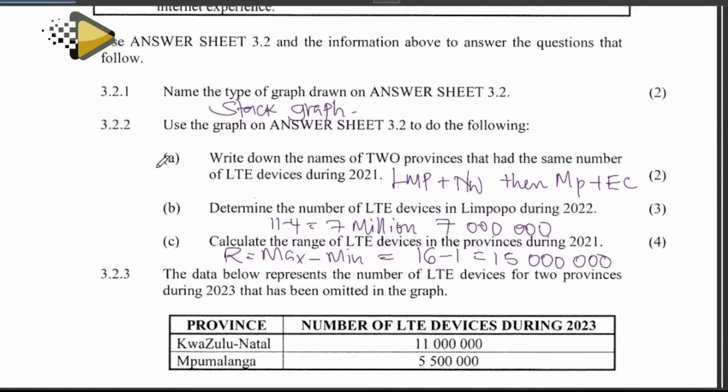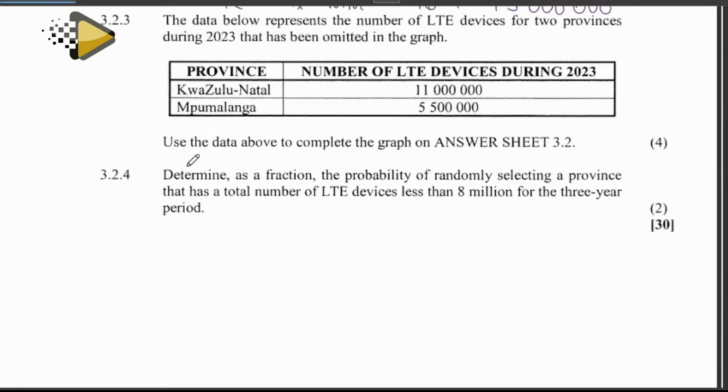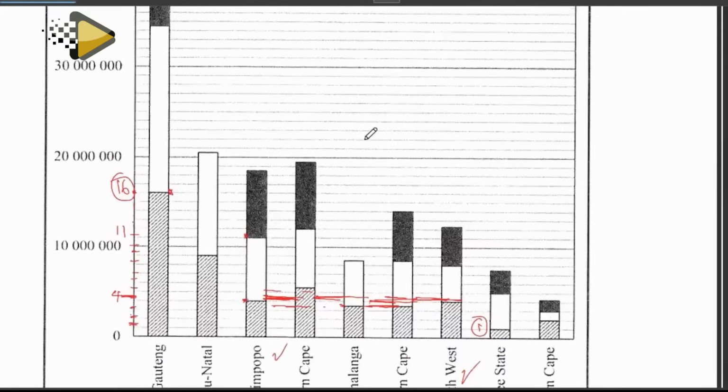Okay. The data below represents the number of LTE devices for two provinces during 2023 that has been omitted in the graph. We have 11 million and 5.5 million. Determine, use the above to complete the graph. Now, one is for KwaZulu-Natal, the other is Mpumalanga. And when you look at them, they're the only ones without the dark part. So they want you to put the dark. So KwaZulu-Natal, they are telling us it's 11 million. So meaning you're going to add, this is approximately 2.5 million. If you add on 11, you get 31.5. So it will be in between there. So please, you draw the line using a straight ruler, please. Then you shade up this. Comes 31.5. It's somewhere there.